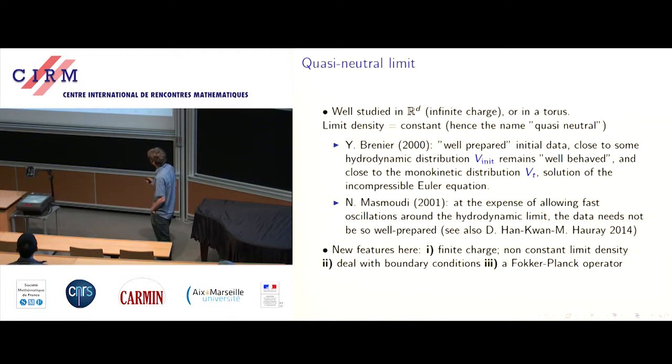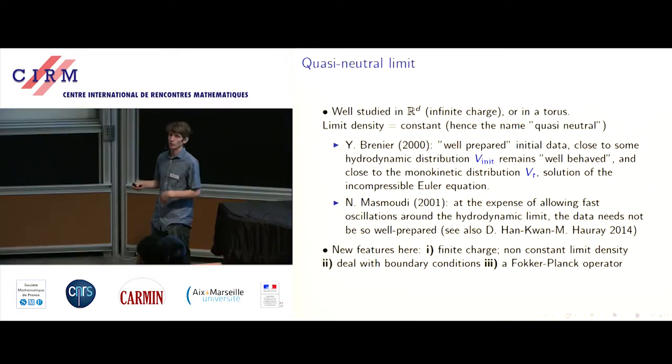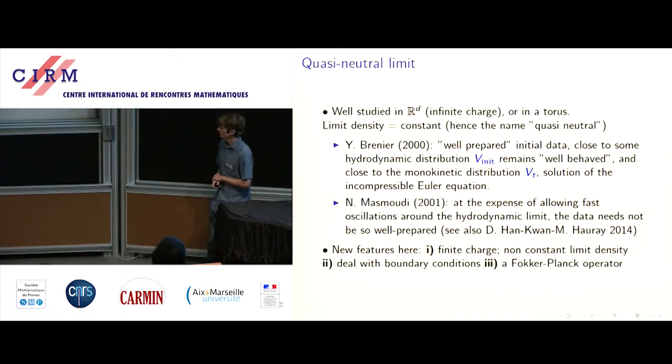And then these results were really refined by Nader Masmoudi one year later, because he showed that if you allow some fast oscillation around the limit velocity, then you can deal with not so well prepared initial data. I will come back to this also a little bit later. And then recently, Maxime Hauray and Daniel Han-Kwan studied this limit process, but instead of Euler, towards a limit kinetic equation. So it's kind of a generalization again of this in some cases.